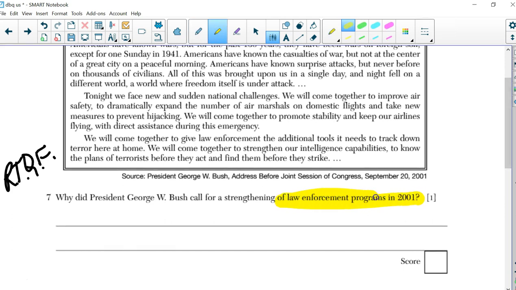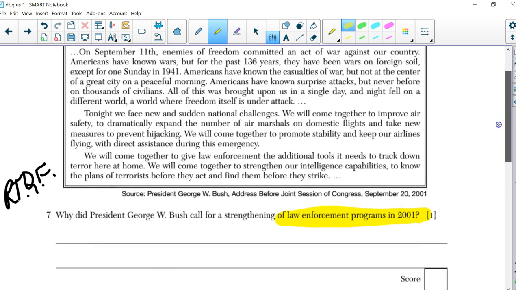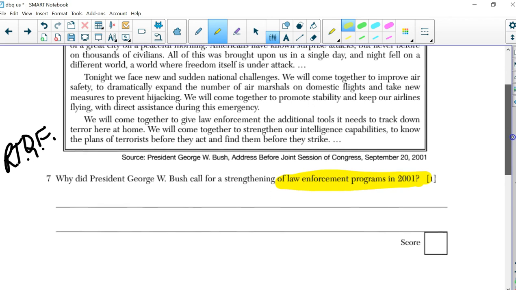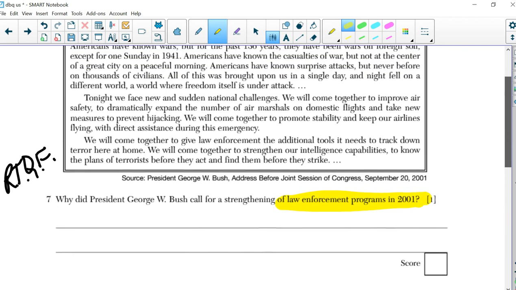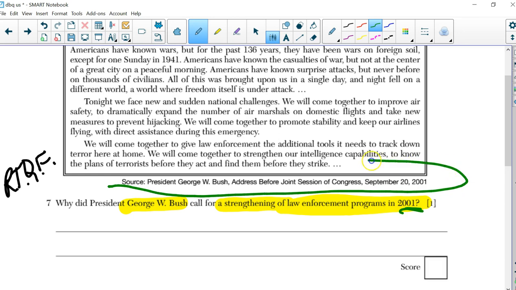You guys are probably right at the right age where you remember this stuff quite vividly. Or maybe not. I was teaching some kids last year that were born right around this time, which makes me feel really old. Okay, so why did he call for strengthening of law enforcement programs in 2001? Think in the back of your mind there. What's going on in 2001? What happened? Here is our source.